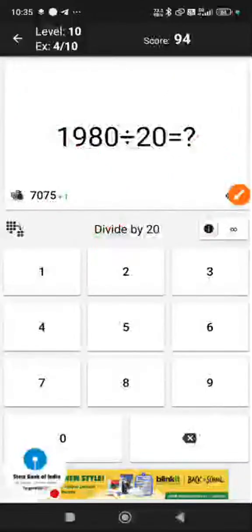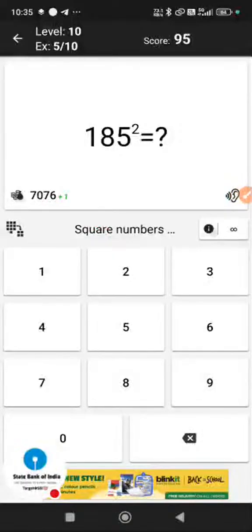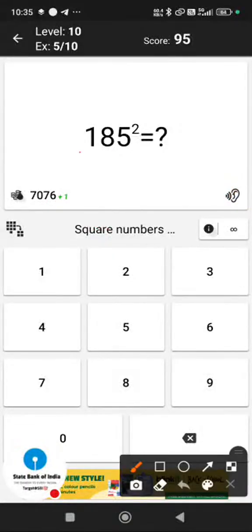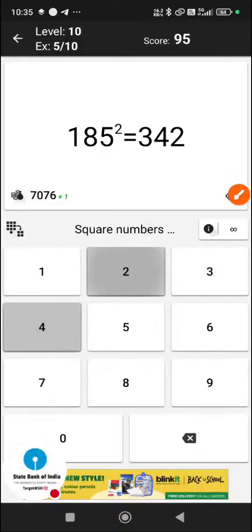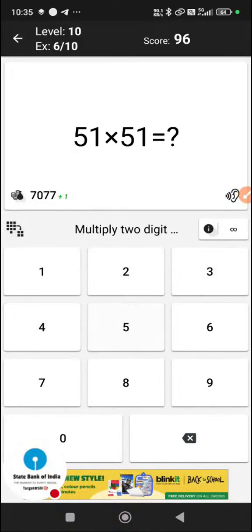Answer for this one is 99. 185 square. So 18 into 19 times we need to find. 18 19 times will be 342. 342 and 5 square, 25.